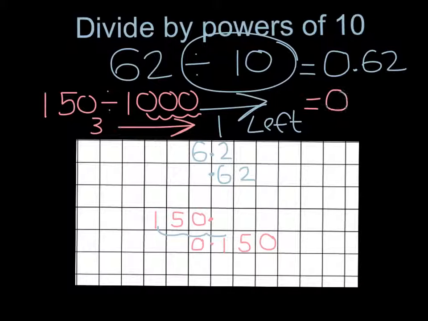Now, when we put our answer 0.15, we don't need that final 0 because that is telling us, if we think about our headings, units, tenths, hundredths, and thousandths, that there are no thousandths there, so it doesn't add any value to the number, therefore it's not needed.